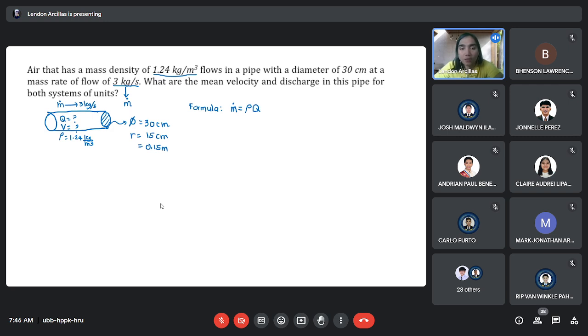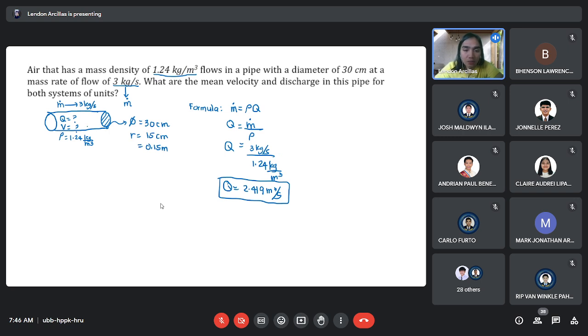So, makukuha natin yung discharge or the volume flow rate using the given mass flow rate and the density. So that is volume flow rate equal to the mass flow rate over the density. Mass flow rate is 3 kg per second over the density, 1.24 kg per cubic meter. So our discharge or the volume flow rate is equal to 2.419 meter cube per second.